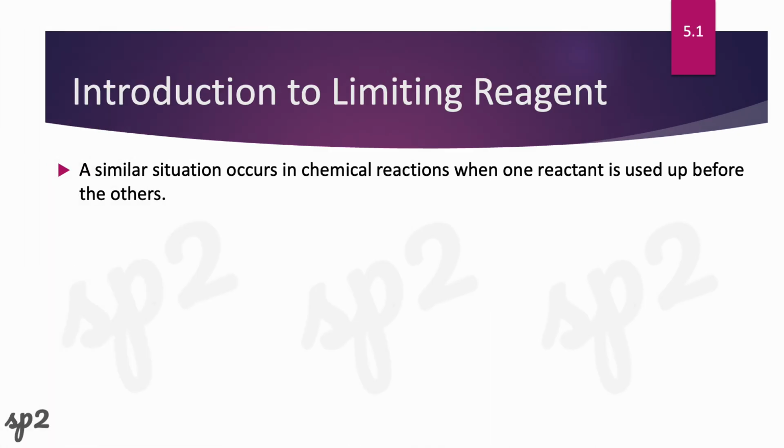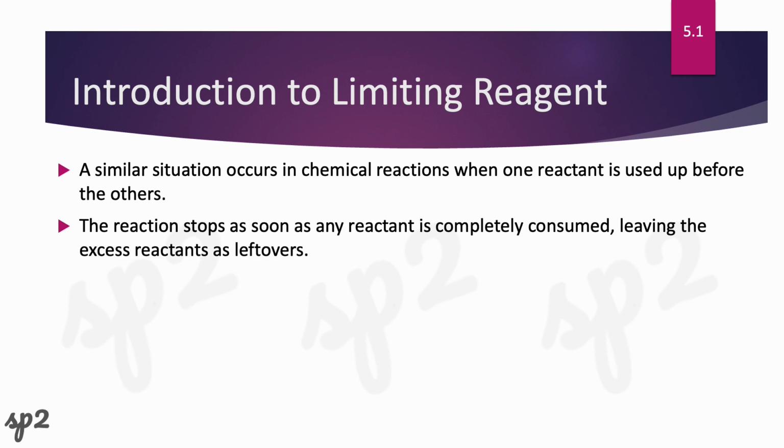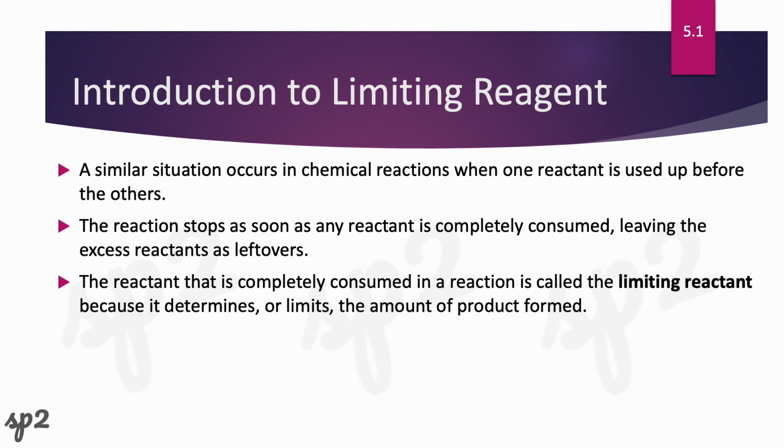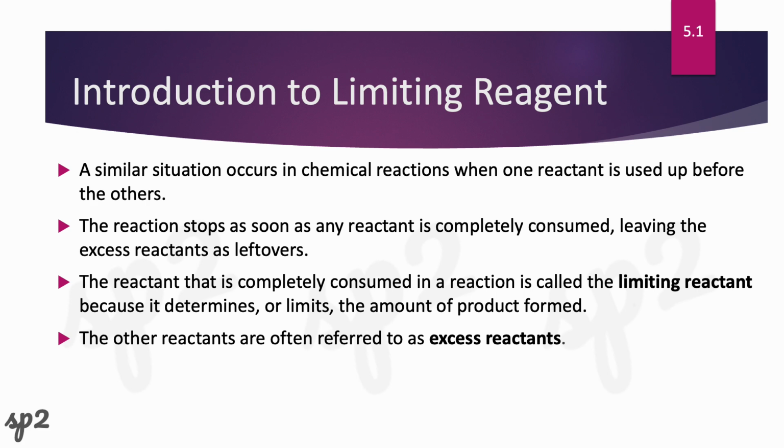A similar situation often happens in chemical reactions when one reactant is used up before the others. The reaction is going to stop as soon as any of the reactants is completely consumed, and that gives us the rest of the reactants as leftovers. The reactant that is completely consumed in our reaction is always known as your limiting reactant, because that is the one that is determining or limiting how much product can be formed. The other reactants are often referred to as the excess reactant.